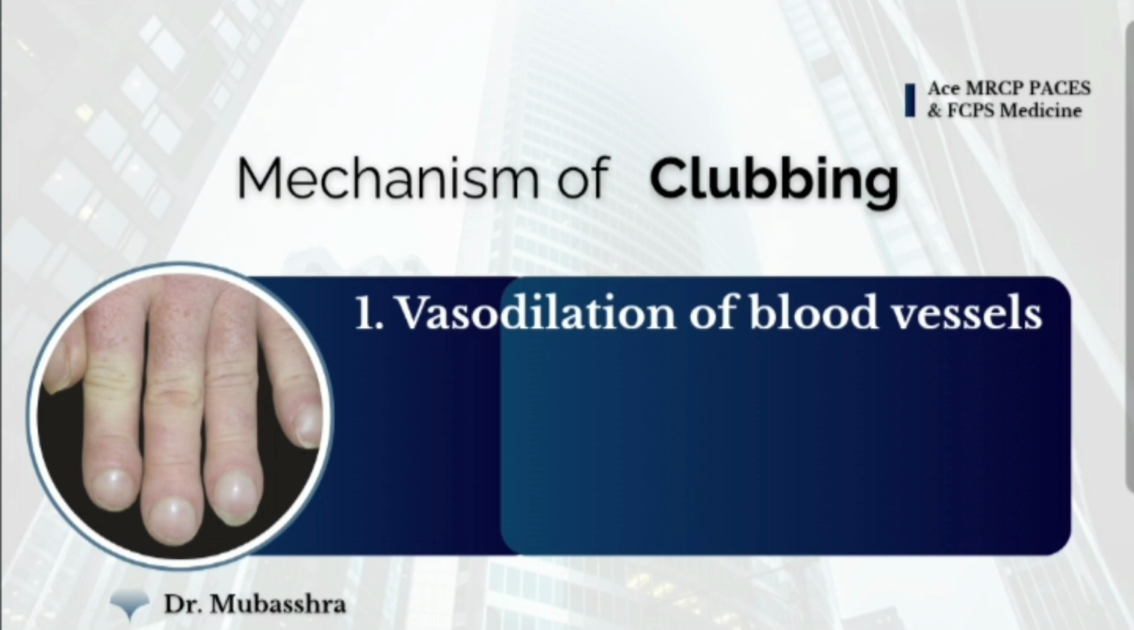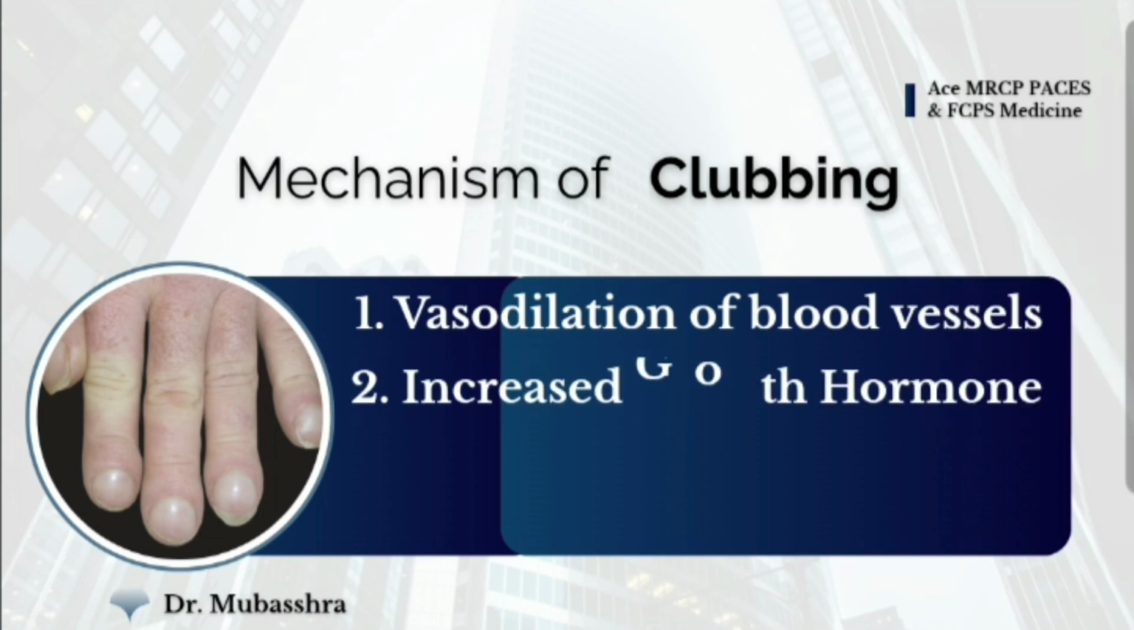Another mechanism is that there is increased growth hormone in disease states, which causes excessive cellular tissue in the nail bed.